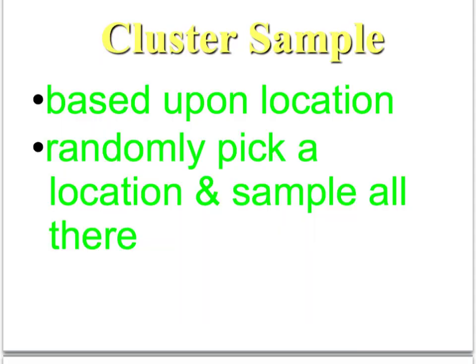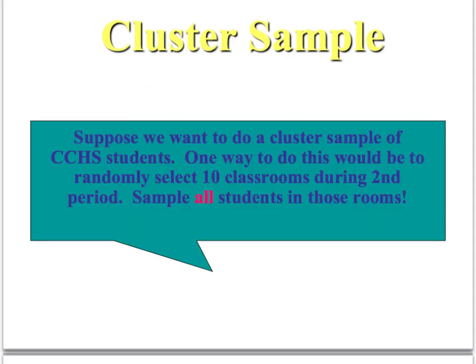Our next type is the cluster sample. It's based upon a location, and you randomly pick a location and then sample everything from that location. So again, for example, if I want to do that in our school, one way I could do it would be to randomly select 10 classrooms during second period. And within those 10 classrooms, I have to sample every student in the room.